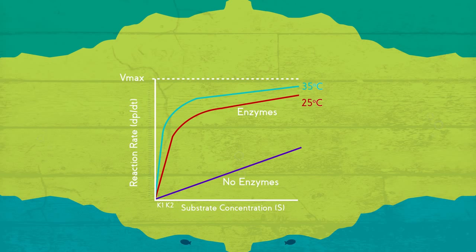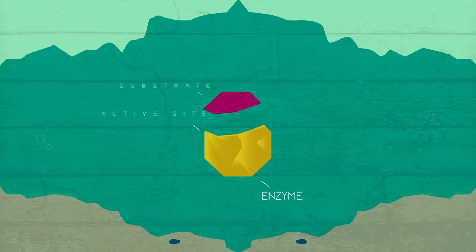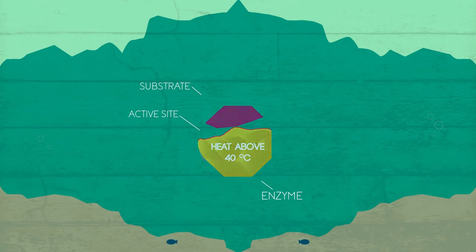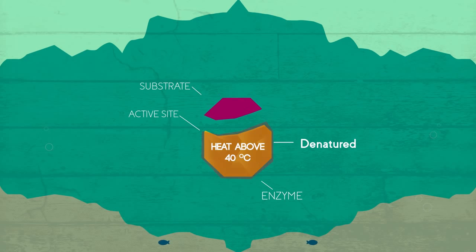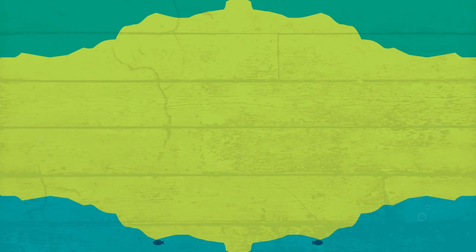Amongst these conditions, the most well-known are temperature and pH. If these conditions vary from the optimal level for that enzyme, the enzyme can become denatured, and consequently the rate of reaction will decrease. However, different enzymes have different optimal conditions.